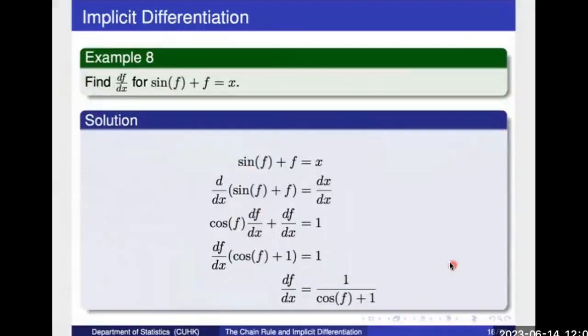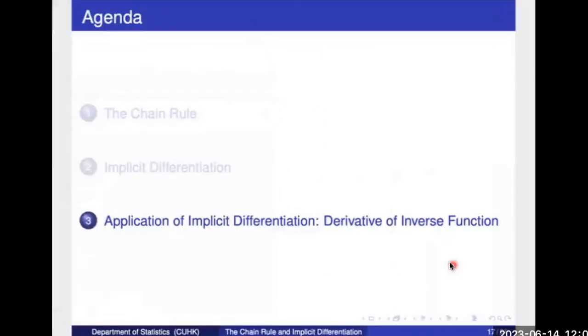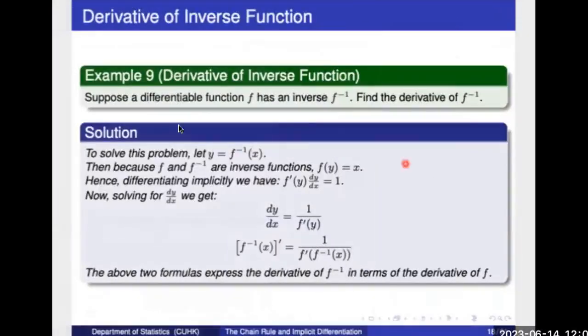Next, let's discuss a special application of implicit differentiation, the derivative of an inverse function. Suppose a differentiable function f has an inverse f inverse. Find the derivative of f inverse. To solve this problem, let y equals f inverse of x. Then, because f and f inverse are inverse functions, f of y equals x. Hence, differentiating implicitly, we have f prime of y times dy/dx equals 1. Now, solving for dy/dx, we get dy/dx equals 1 over f prime of y, or [f inverse of x] prime equals 1 over f prime of (f inverse of x).